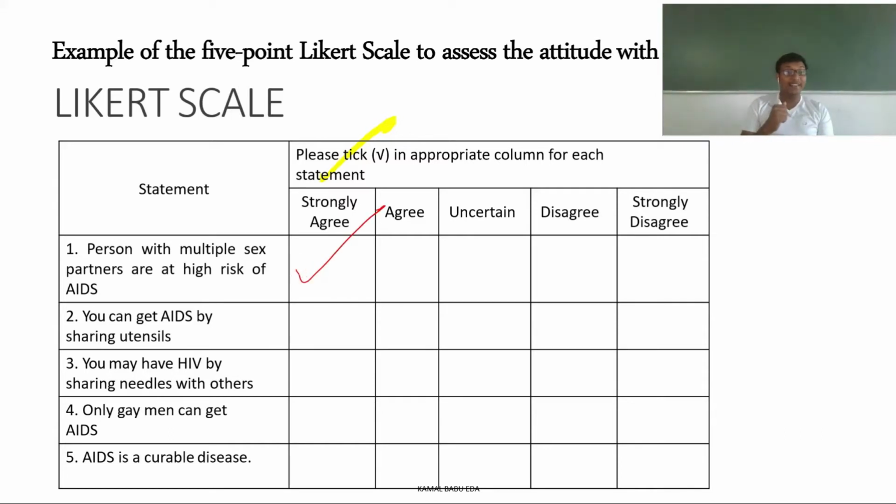The next statement: you can get AIDS by sharing utensils. Whenever you share your plate, your utensils or your toilet seat with an AIDS person, you will get AIDS. You have to think, will you get AIDS by using the utensils? No, I strongly disagree with this. Even if you share your utensils, you won't get AIDS. Next: you may get AIDS by sharing needles with others. Yes, I agree with this statement. Whenever you share your needles with others, if the other person has AIDS, you will simply get AIDS. So I strongly agree with this statement.